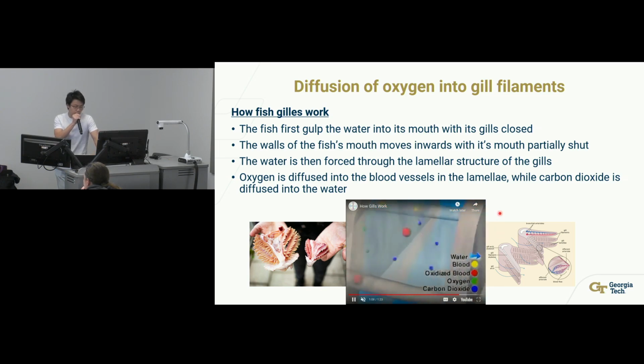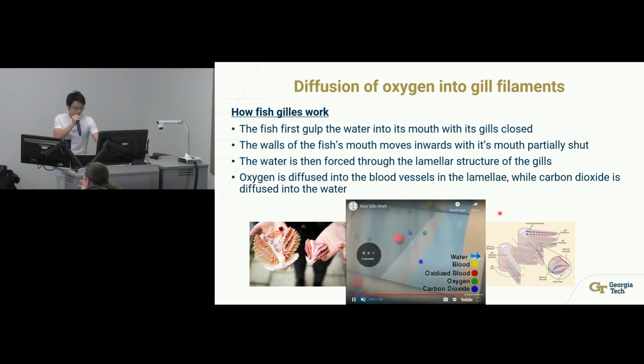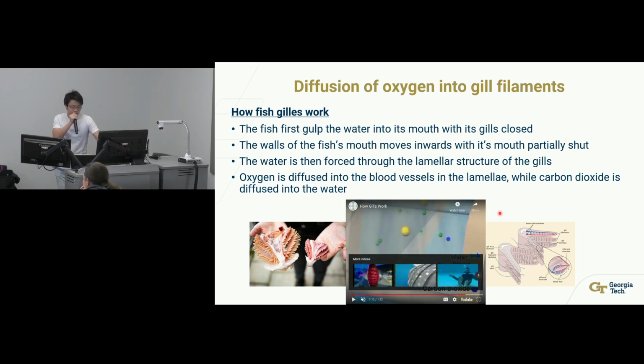And here we can see the blood of the fish going through this laminar structure. After the blood goes through the body of the fish, its oxygen level will usually be low, and the water that goes over the laminar structure has a higher oxygen content, and the oxygen will diffuse into the blood inside the structure.